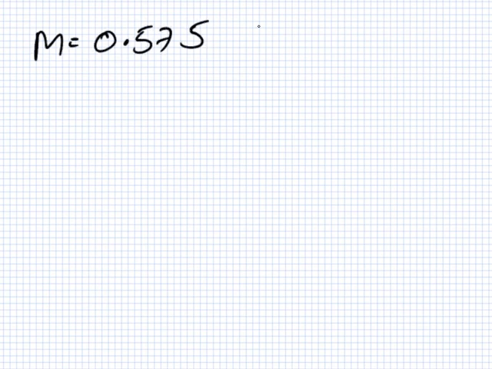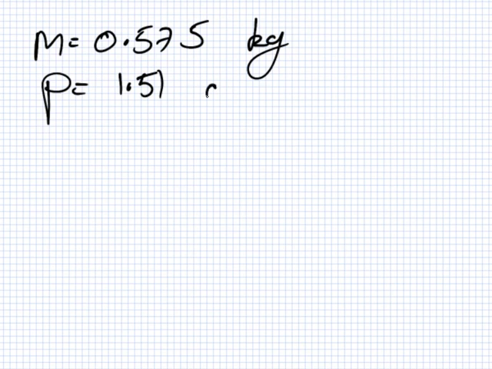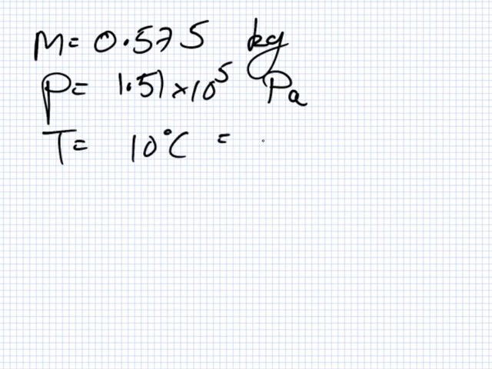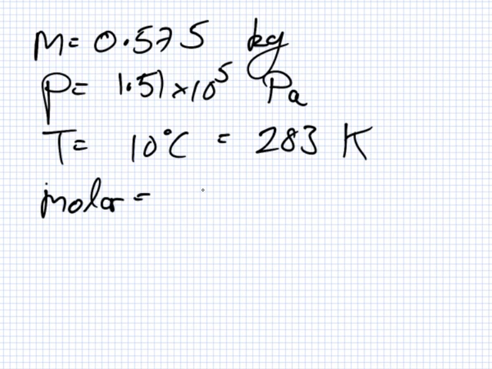Enclosed container of pressure 1.51 times 10 power 5 pascals. Temperature 10 degrees Celsius, obviously. Wait, let me just put this in Kelvin. And the relative molecular mass of oxygen is 32. Determine the volume of the container.